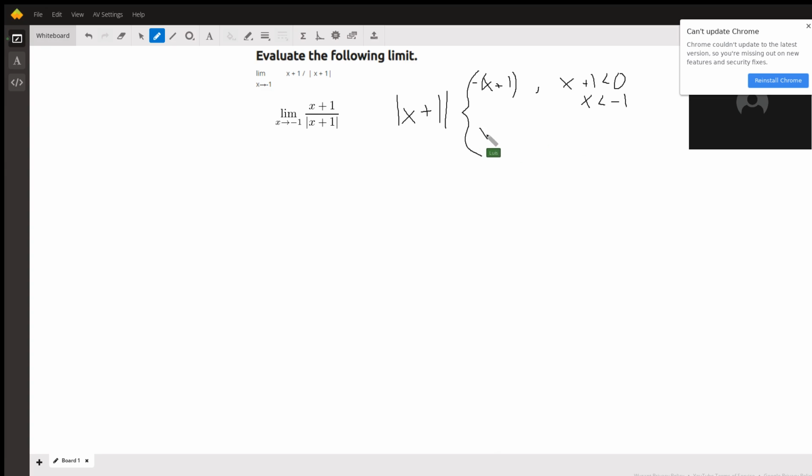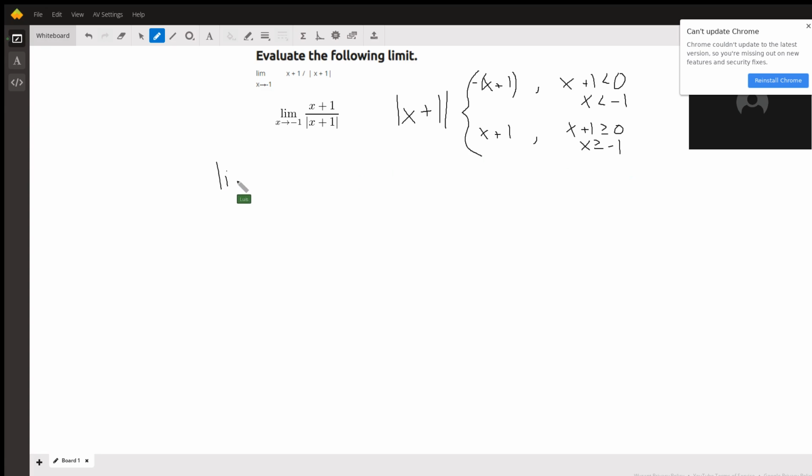And now we're going to get the numbers from the right side of -1, where x plus 1 is greater than or equal to 0. So now, essentially, we've split this limit into two.